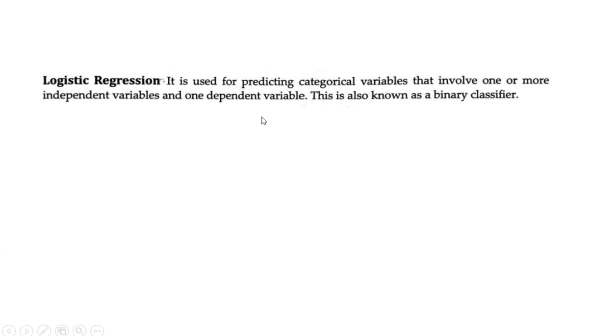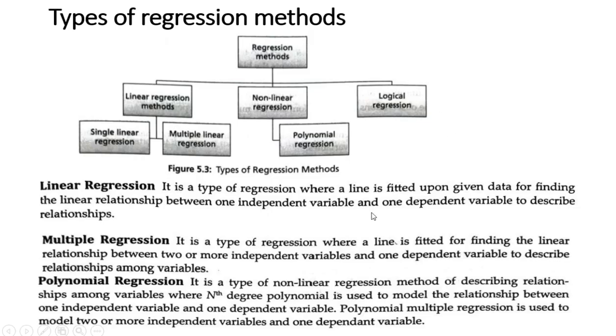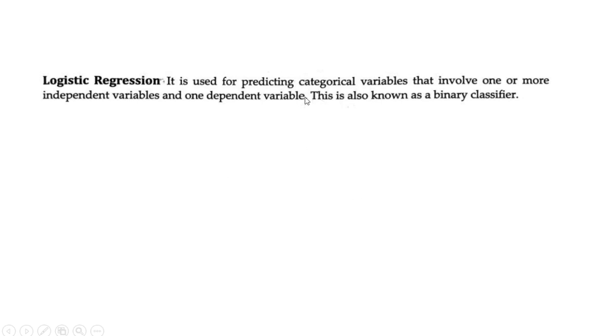Now coming to logistic regression. This is used for predicting categorical variables that involves one or more independent variables and one dependent variable. In fact, logistic regression also comes under classification. That's why it's also known as a binary classifier. So logistic regression is used for predicting categorical values. As you can see, I'm saying categorical, I did not say continuous. So basically it's widely used for classification, mainly binary classification. So let's say true or false, or 0 or 1.